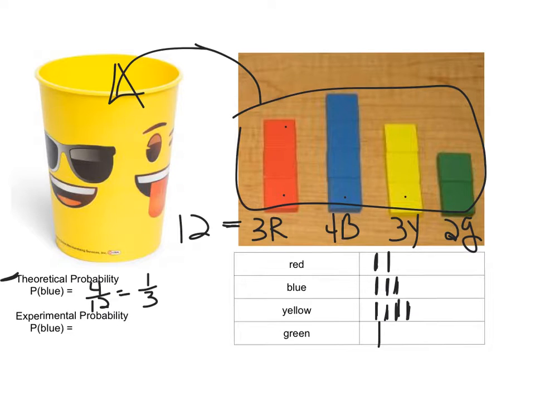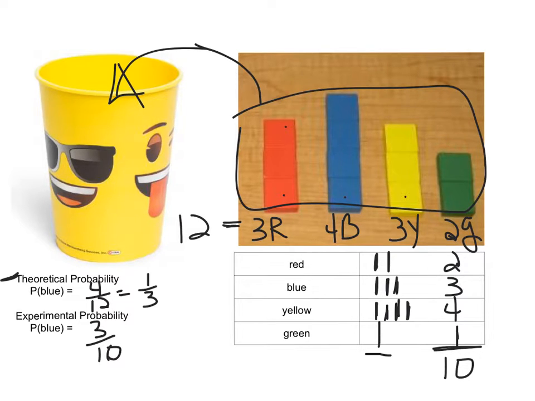Okay, so now that we have that, I know that I went ahead and did 10 trials. So I know red was picked twice, blue was picked 3 times, yellow 4 times, and green 1 time. So when I add them all up, that's going to be 10. So if I want the probability of blue, then that's going to be 3 out of 10.